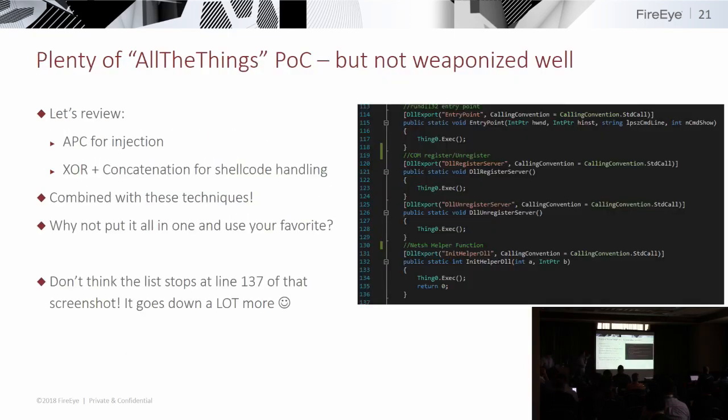So again, this is kind of just going over everything I mentioned. This is probably your best practice here. Use APC for injection, again using Q-user APC. XOR plus concatenation for your shellcode handling. So when you create that same shellcode runner that I've been reusing over and over again, XOR it, use concatenation to reduce entropy, and you'll likely bypass a lot of detections just based on that alone. Combine these techniques and make your favorite all-the-things type of shellcode injection.